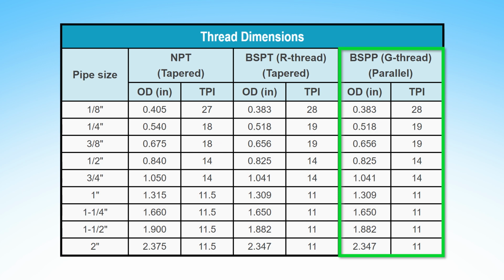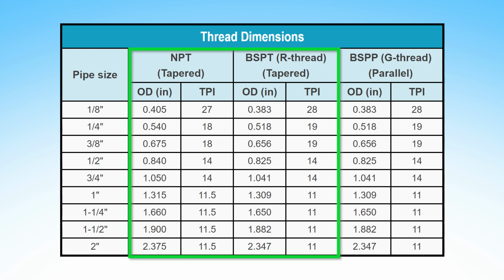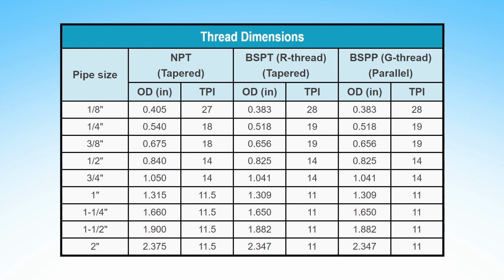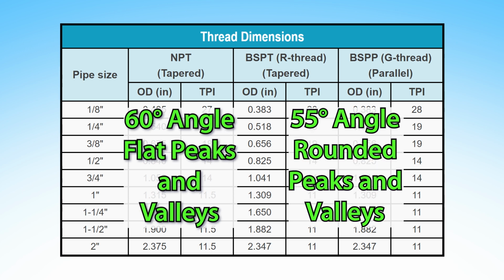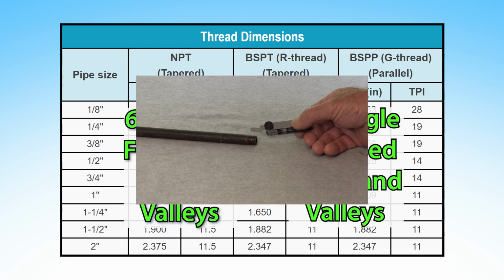If you have tapered threads, you need accurate measurements, since BSPT and NPT have close or the same thread pitch. You may assume that since the thread pitch and diameters are nearly the same with BSPT and NPT, you can interchange them, but this will not work. The threads on these two standards are cut at a different angle and shaped slightly differently. A thread pitch gauge can show this.